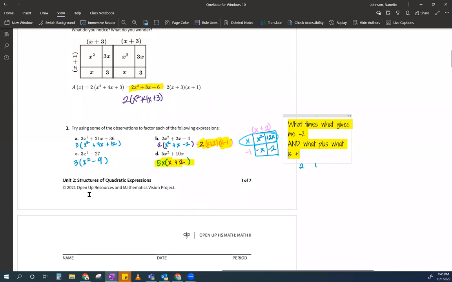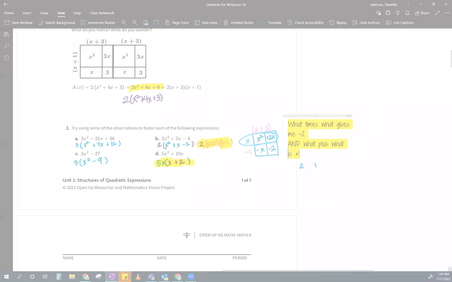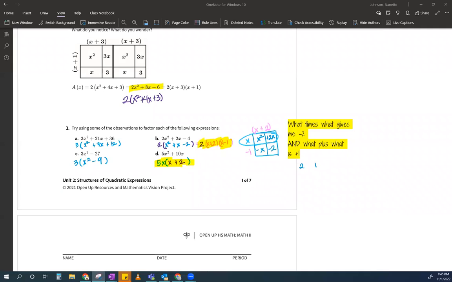Someone asked this really good question, and I got to clip it. Someone says, hey, Miss Johnson, how do we know when we should use the GCF? So I'm going to tell you, that's my first step whenever I factor. This is always going to be my first step when I factor. Whenever anybody tells me to factor anything, I'm like GCF first.